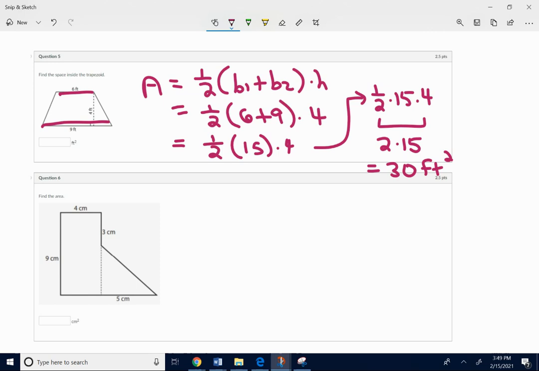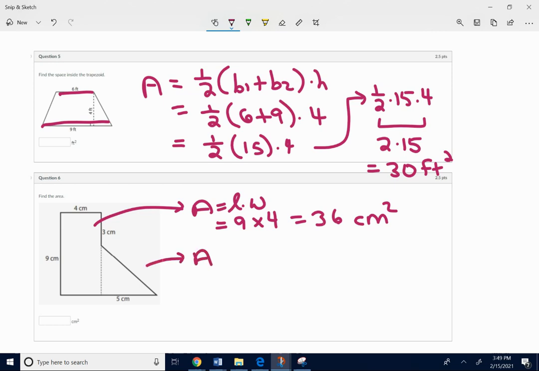Okay, number 6. Kind of tricky because it was 2 shapes combined together. There's a rectangle and a triangle. The rectangle has 9 and 4 as the length and the width. So just multiply those together to give you 36 centimeters squared. The triangle next to it, 1/2 times base times height.